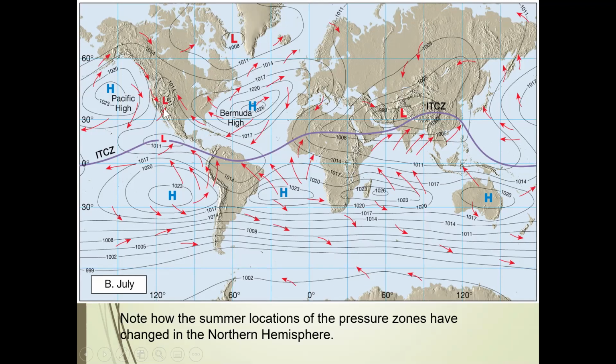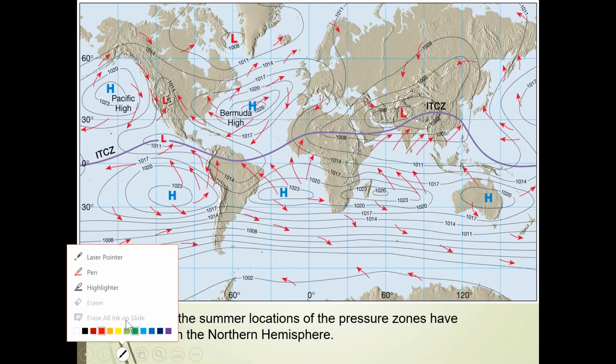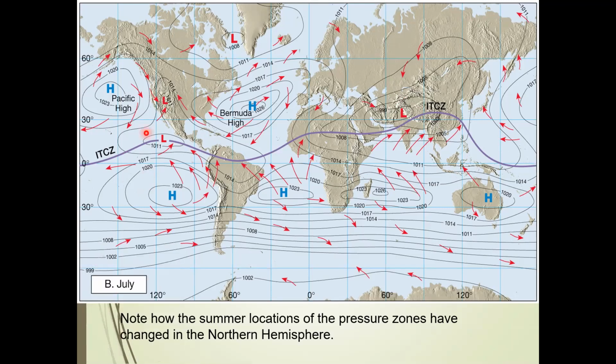So the Mojave over here, let me get my little laser pointer here. Mojave, the Sonora Desert, the Chihuahua Desert here on the sinking side of the Pacific High, and on the sinking side of the Bermuda High or the Azores High, look what big dry desert we have here in northern Africa, the Sahara.